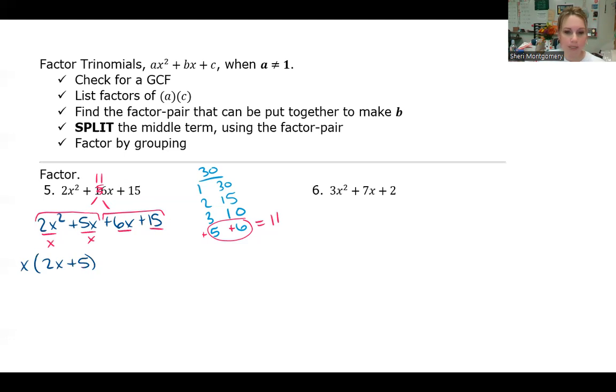What's my second GCF? 3, good job. And I'm dividing out a positive 3, so I got to make sure I put plus. So I'm left with 2x plus 5. So now I have a new GCF. I'm going to pull it out in front, and then write down what I have left, x plus 3.